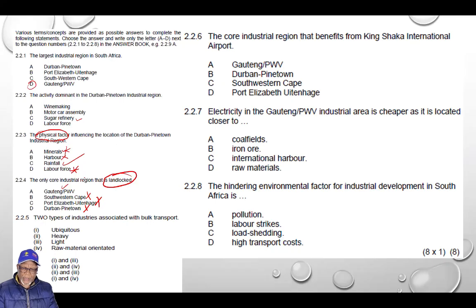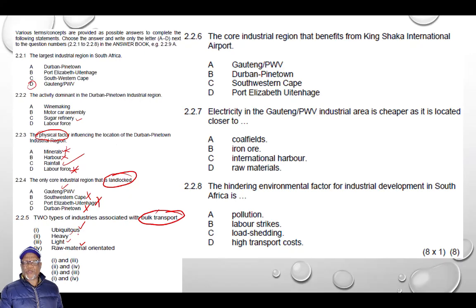So the correct answer there will be A. The two types of industries associated with bulk transport. Bulk transport means the transport that carries huge and bulky goods. Is it ubiquitous industry, is it heavy industry, is it light industry, or is it raw material orientated?